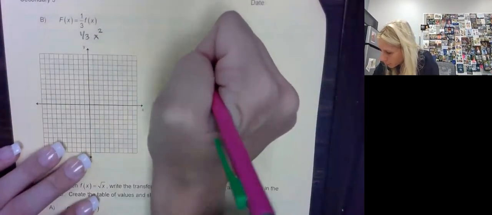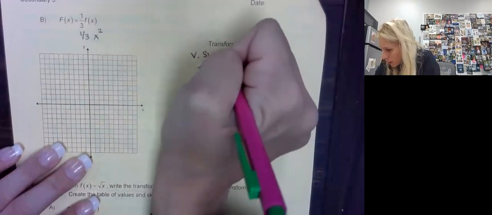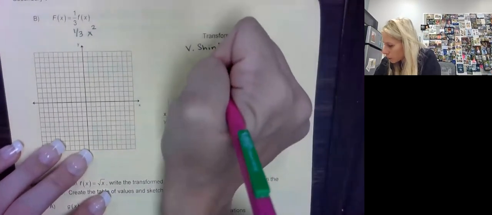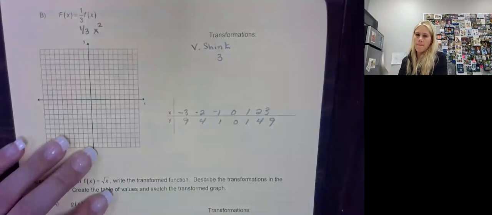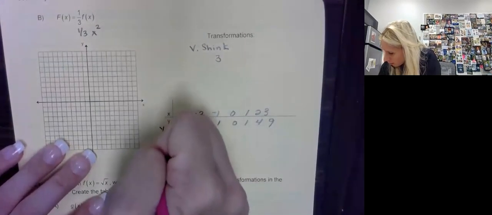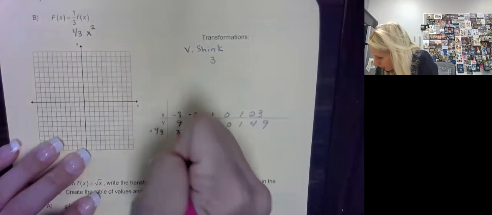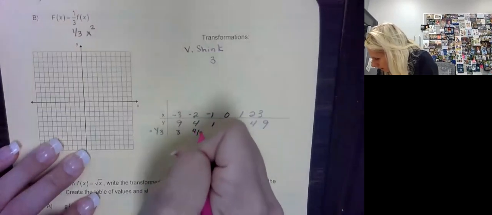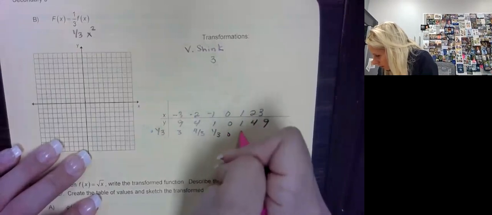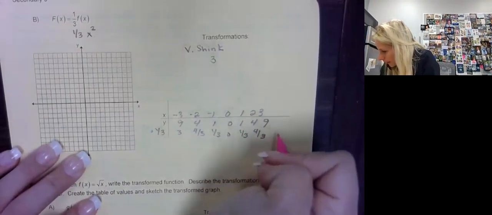Well, there's a vertical shrink. And this is by 1/3, or think of it, because I already used the word shrink, that I'm doing a shrink by 3. Okay, it's on the outside. So again, I'm going to do it to y. So 3, 4/3, 1/3, 0, 1/3, 4/3, and 3.